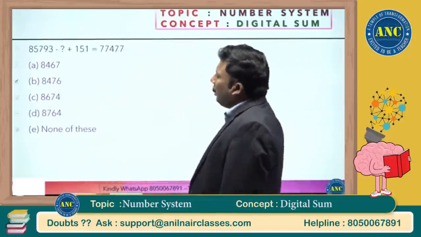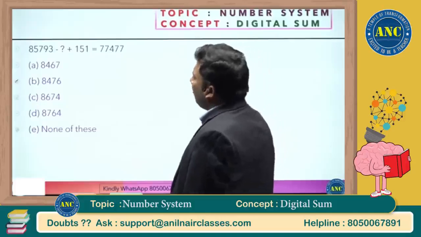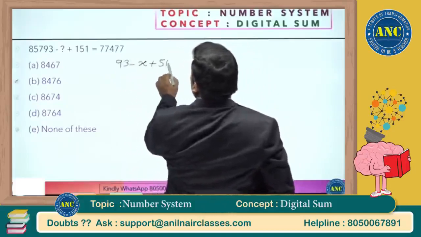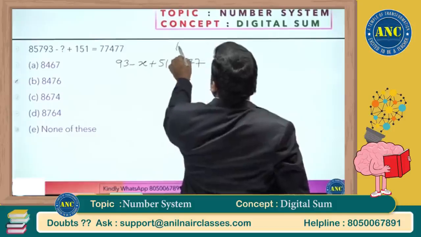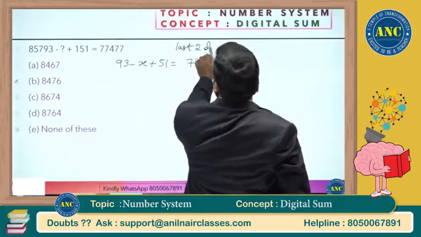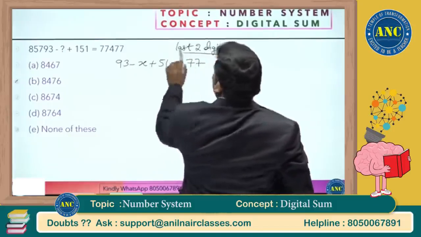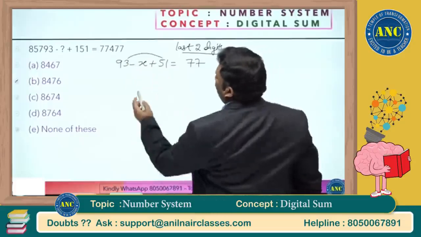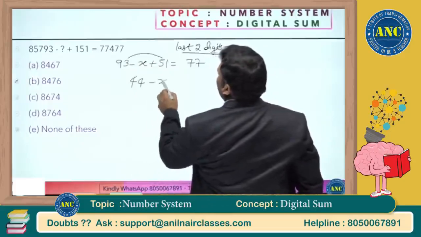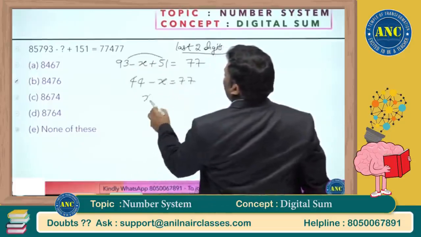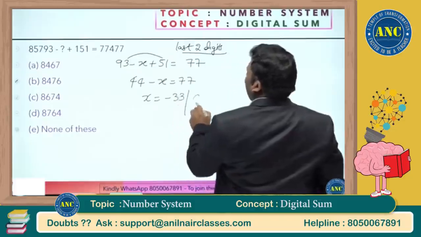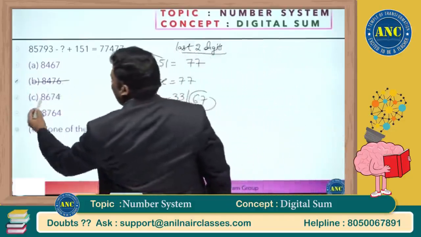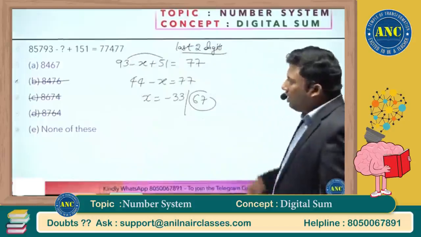8573 minus question mark plus 56. It's an easy question. Use last two digits. Minus x plus 51 equivalent to 77. Use the concept of last two digits, because all the answer options' last two digits are different. 93 plus 51 is 144, it is 44. Minus x equivalent to 77. x equivalent to minus 33. Positive remainder, last two digits it is 67. I hope the idea is clear.